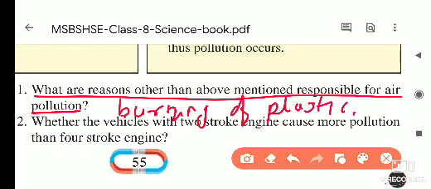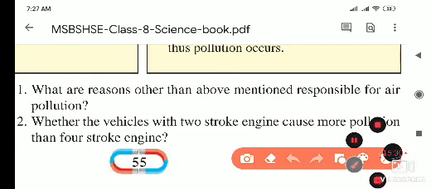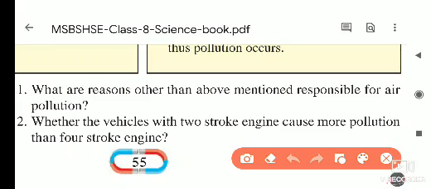After that, using pesticides and fertilizers in the farm is also one of the reasons for air pollution. Because of the chemicals used in the fertilizers, and the pesticides, they get mixed into the air and then cause air pollution. So this is also a reason. You have to find such kinds of reasons which cause air pollution.